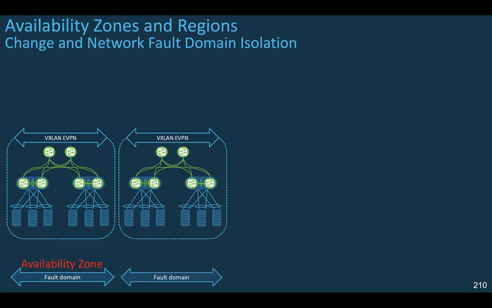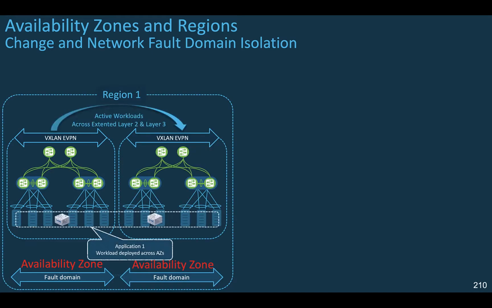Nonetheless, it provides the network connectivity toward other availability zones inside the same region. Thus, you can have multiple availability zones inside the same region. The network infrastructure, latency, and resiliency are designed to afford active workloads between availability zones using extended layer 2 and layer 3 networks within the same region with controlled risks. A network management platform like DCNM can be leveraged to automate and operate a region.